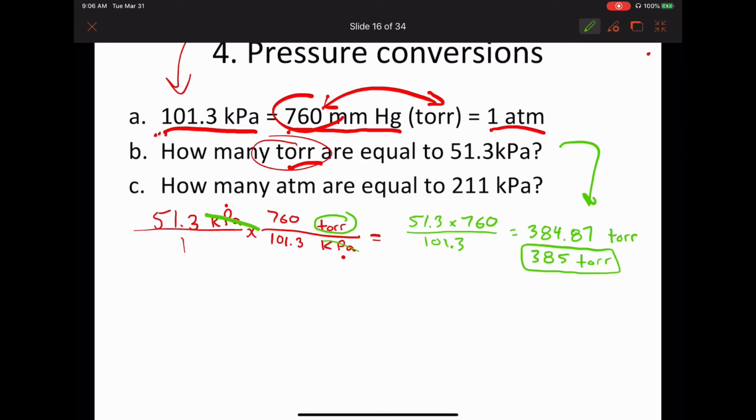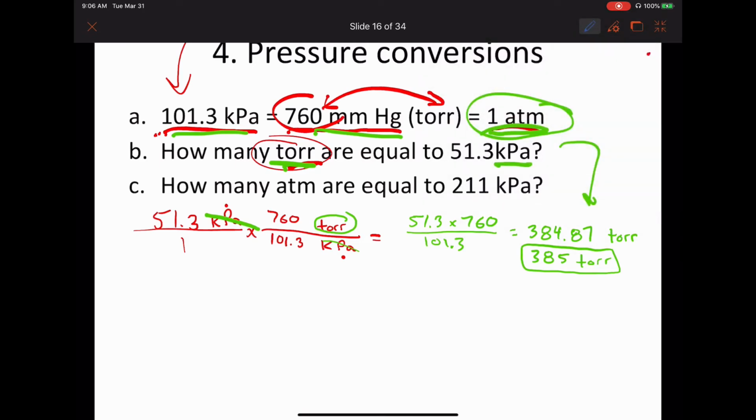Now notice we did not use atm at all. And the reason we didn't use atm is because it didn't talk about atm. It said torr and kPa. So don't think that even though there's 3 things up here, you have to use all 3. You only use the ones that it's talking about in the problem. Okay, let's change the color and let's try the next one.